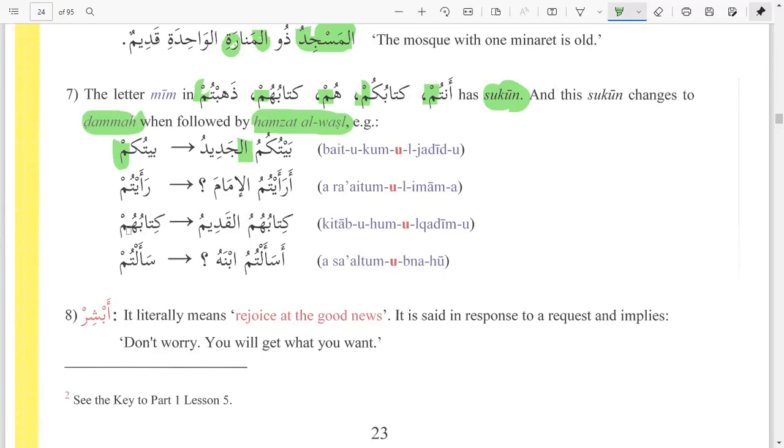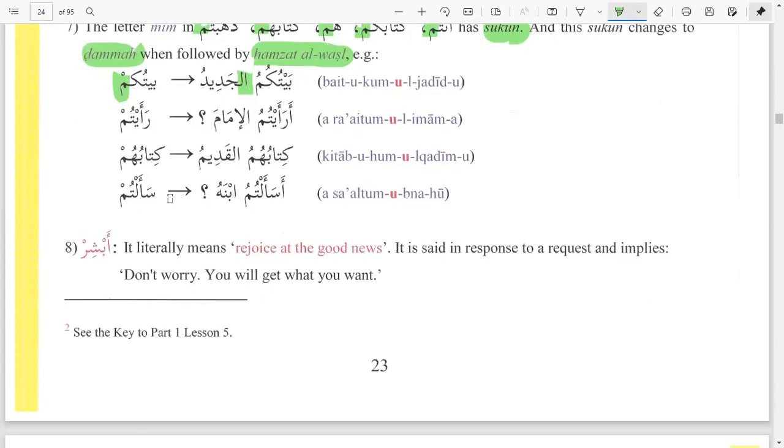Kitabuhum, their book. Kitabuhumul qadimu, their book is old. Sa'altum mubnata. Sa'altumubnatu. So this is hamzatul wasal. There is no alif lam, but there is hamzatul wasal, so we give the mim dhamma here. Sa'altumubnahu, sorry, Sa'altumubnahu.